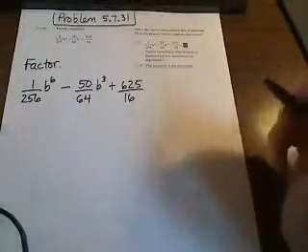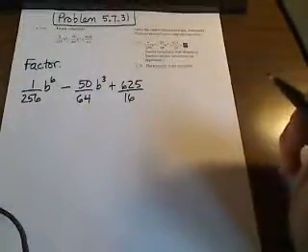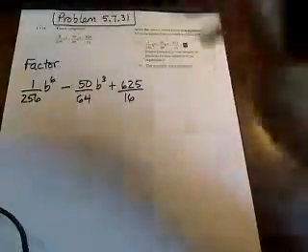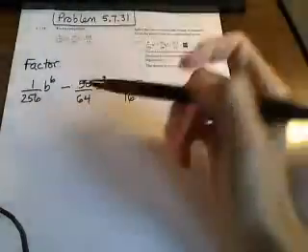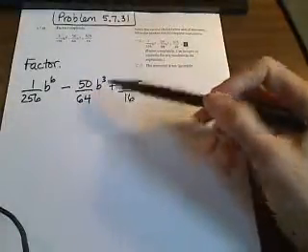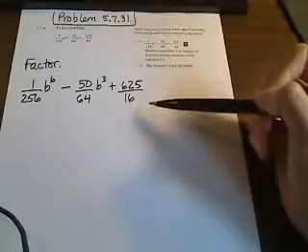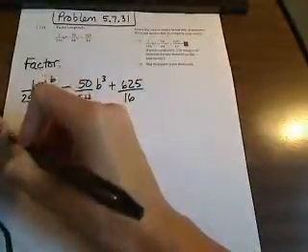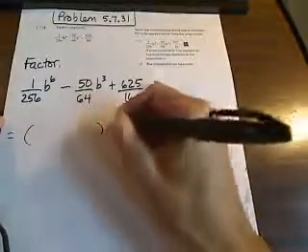Okay, so this is problem 5.7.31, and we're asked to factor. And we have 1 over 256, b to the 6th, minus 50 over 64, b to the 3rd, and 625 over 16. Okay, so it's a trinomial, so what we're going to be doing is factoring by trial and error.